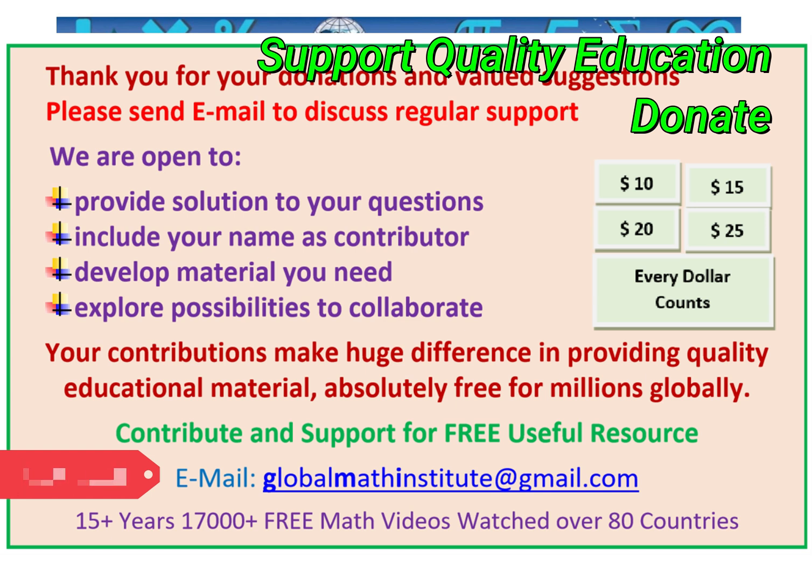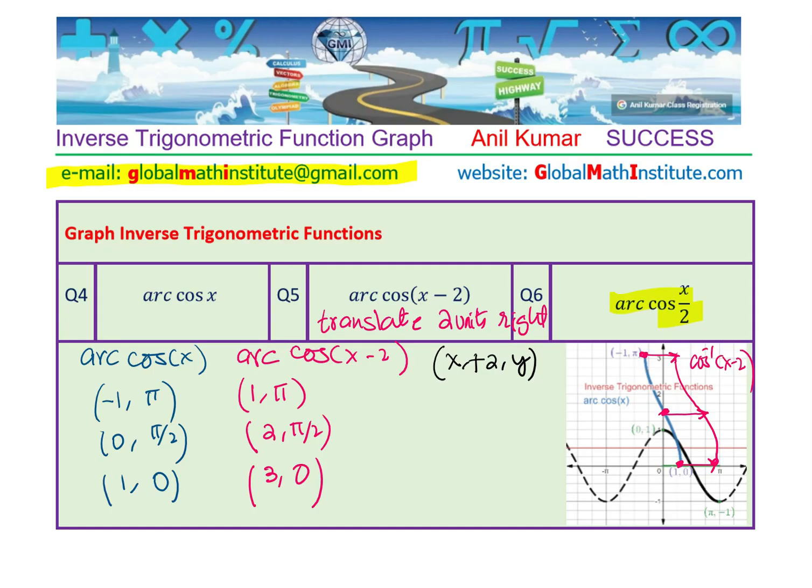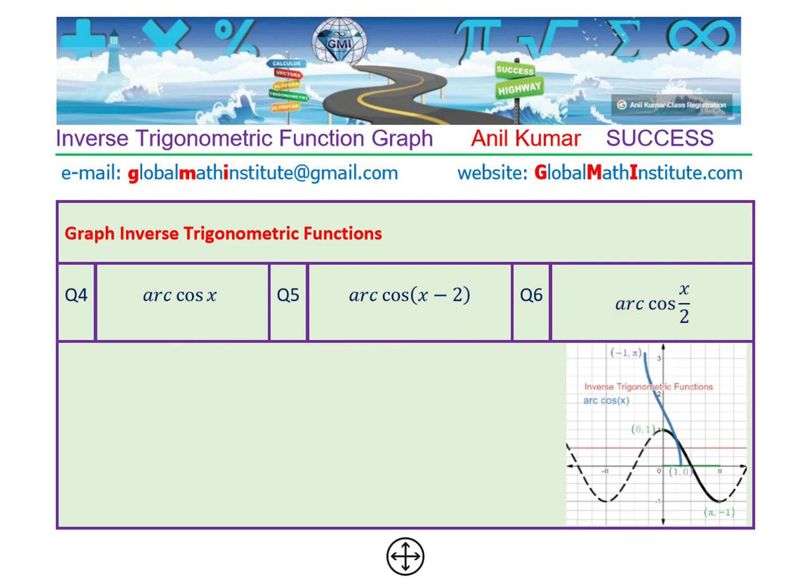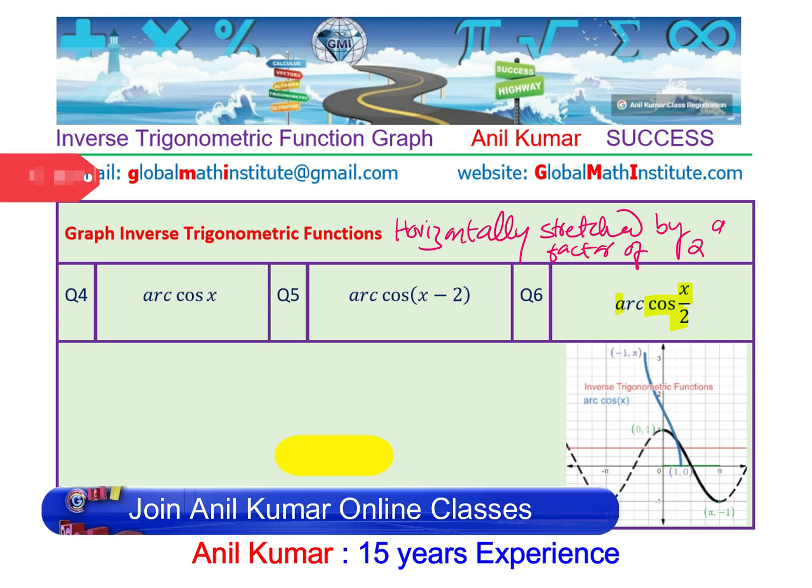Perfect. And now we are going to take the last part of this question, which is again a horizontal transformation. I hope you can sketch it on your own. Some of you must have done it by now, right? So let's see. How do we sketch arc cos x by 2? First step, what is the transformation? Well, it is horizontally stretched by a factor of 2, right? Reciprocal of half, which is 2. So we are looking for a wider graph, right?